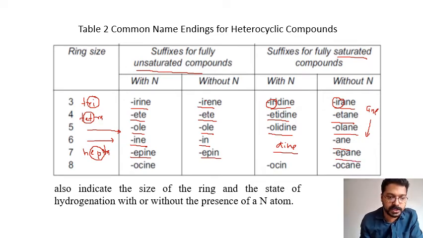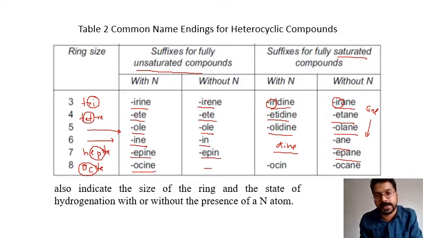And for 8 membered, octa, you can take OC. That is OC, octa. That is ocine. No name given for unsaturated without nitrogen, and for saturated with nitrogen it is the same without E. So in every case, for the saturated case, without nitrogen ANE is repeated, and with nitrogen, idine, etidine, olidine, etc.